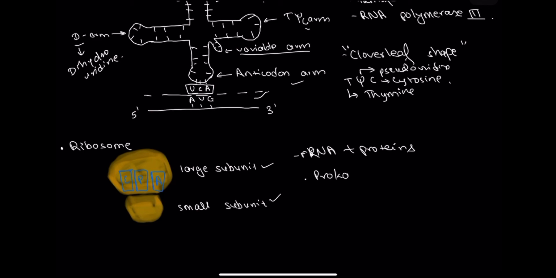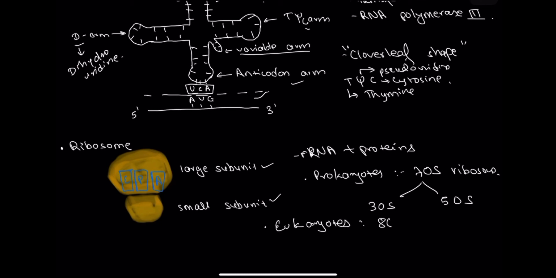In case of prokaryotes, there is the 70S ribosome, and the small subunit is 30S, and the large subunit is 50S. Likewise, in case of eukaryotes, there is the 80S ribosome. The small one is 40S and the large one is 60S.